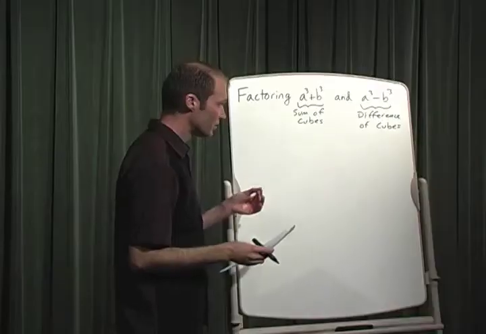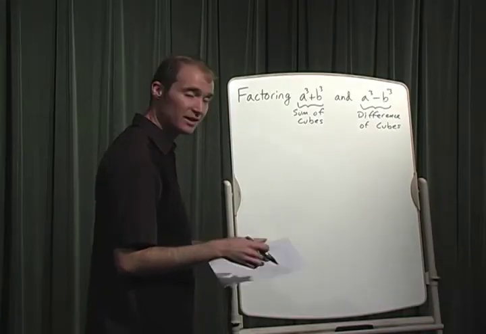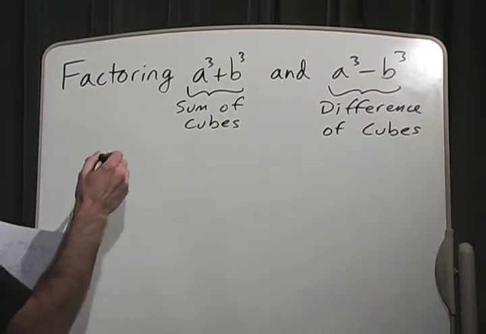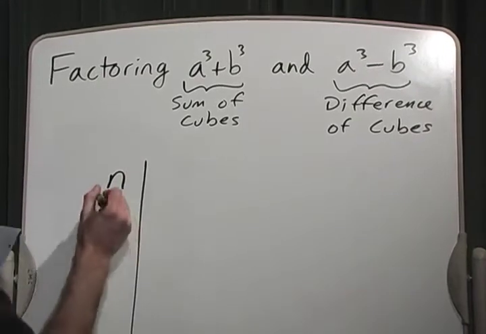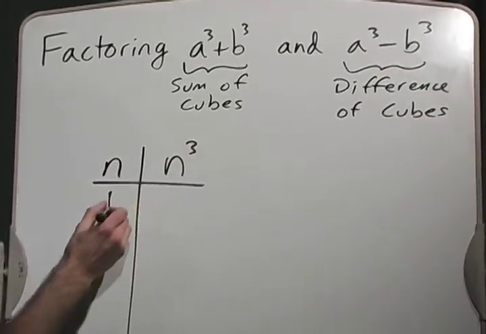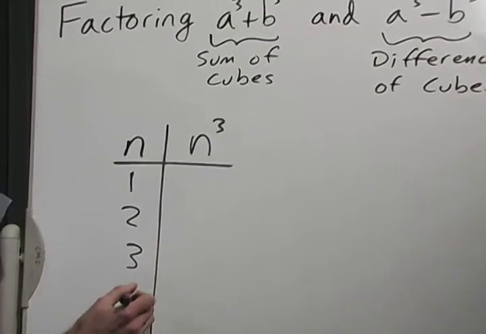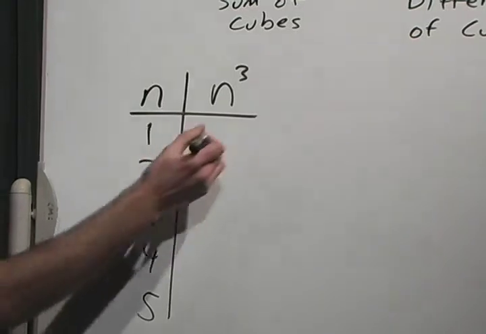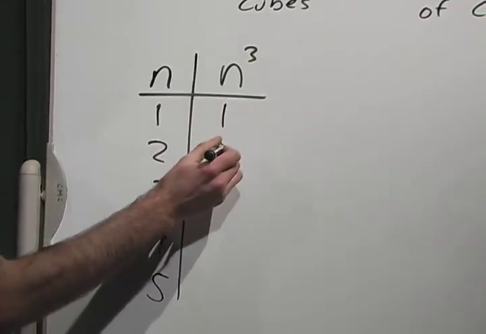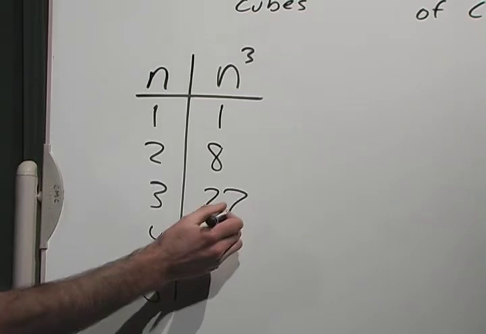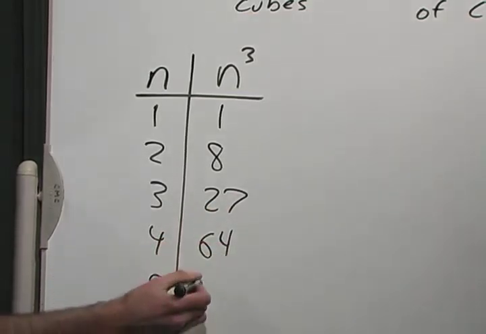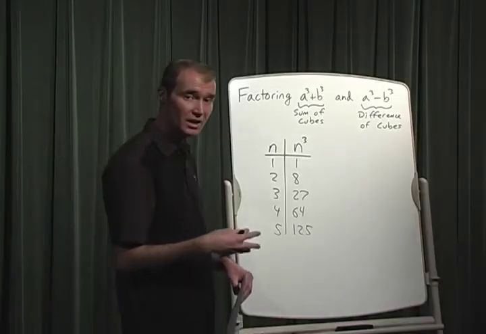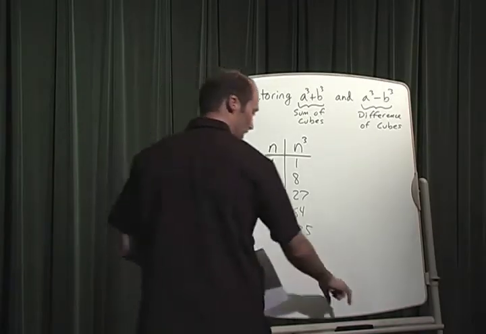Now, before I actually get into the meat of this lesson, I'd like to remind you guys of some common cubes. So here I'm just going to write 1, 2, 3, 4, and 5, and here I'm going to write what the cubes of each of those numbers are. 1 cubed is 1, 2 cubed is 8, 3 cubed is 27, 4 cubed is 64, and 5 cubed is 125. It would be good to be able to recognize those numbers and spot them as they come up.